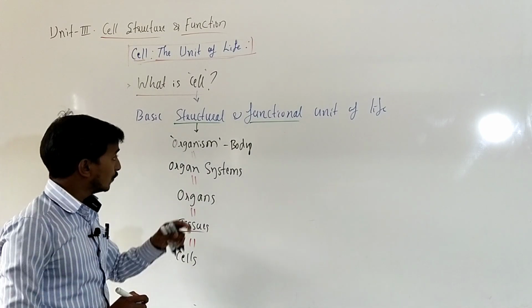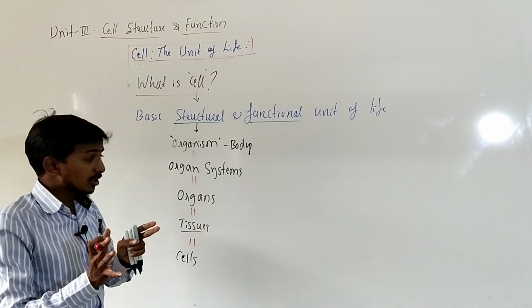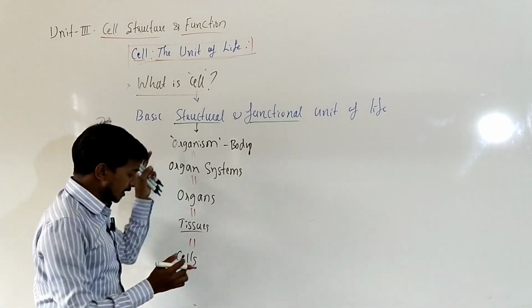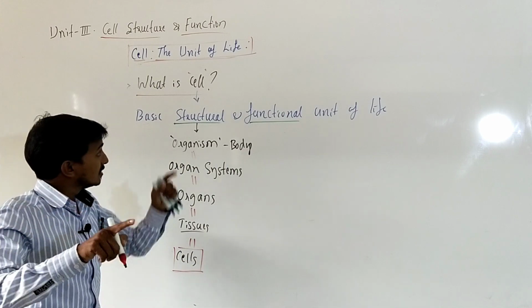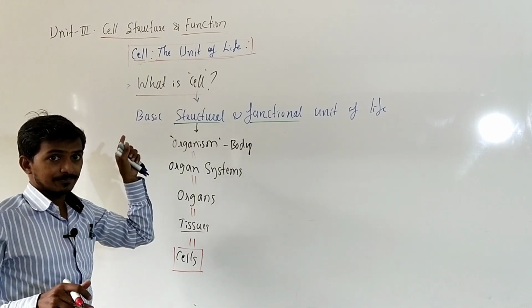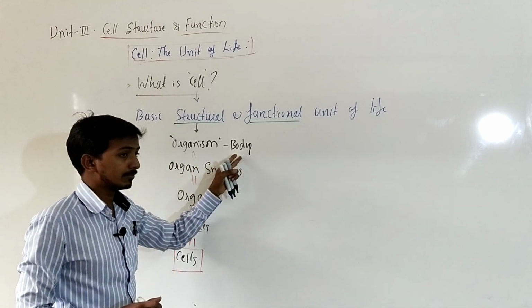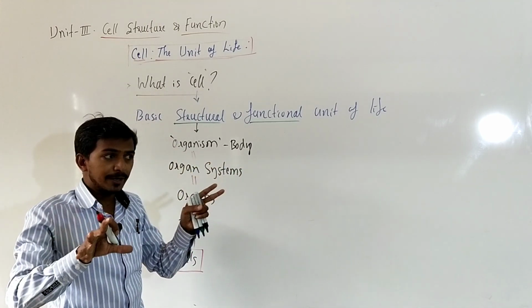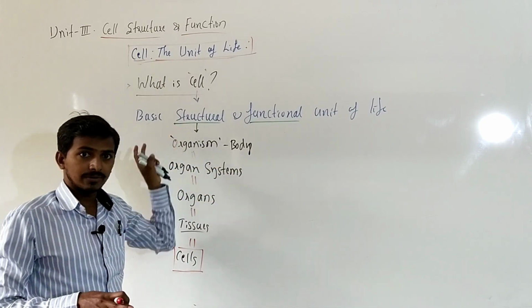So we have got the meaning of structural unit. The structure of every organism is made of cells. That is why cell is called structural unit of life, just because the structure of every organism, plant body, animal body, is made of cells.